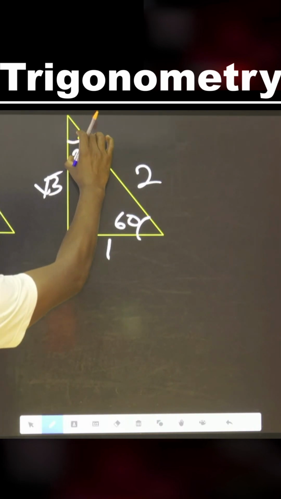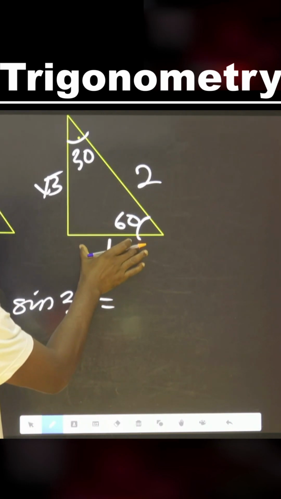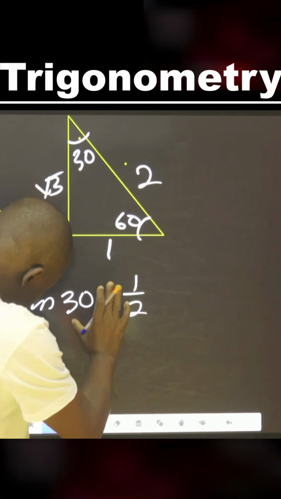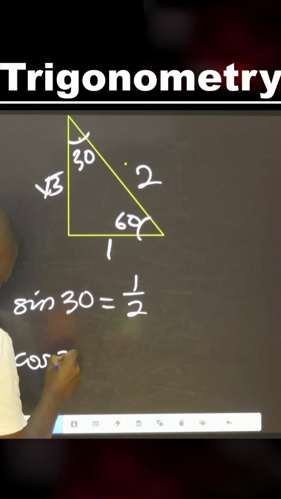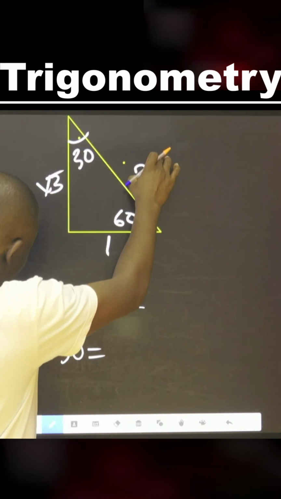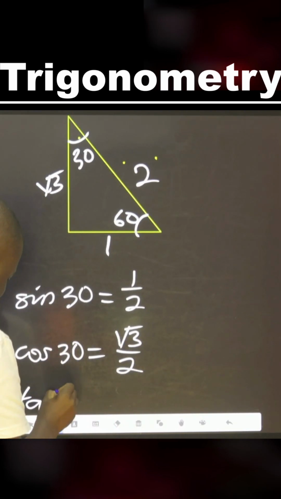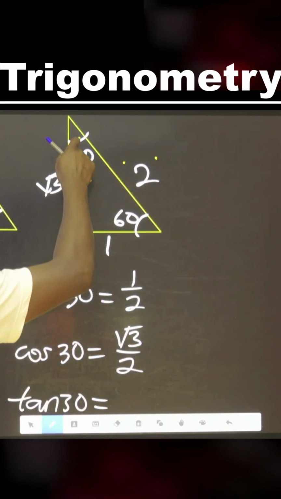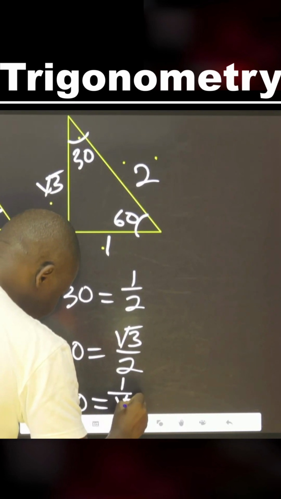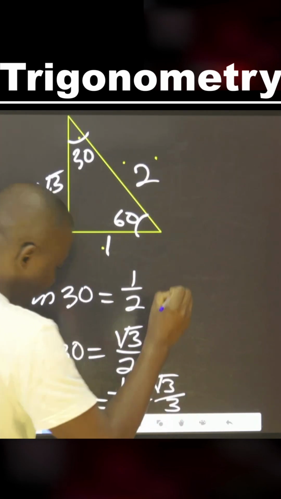Okay, now, let's start. With this now, we can work on this. Sine 30. That is opposite over hypotenuse. 1 over 2. That is special. Cos 30. That is adjacent over hypotenuse. Square root of 3 over 2. Then tan 30, which is opposite over adjacent. 1 over the square root of 3. When you rationalize this, you have square root of 3 over 3. Okay?